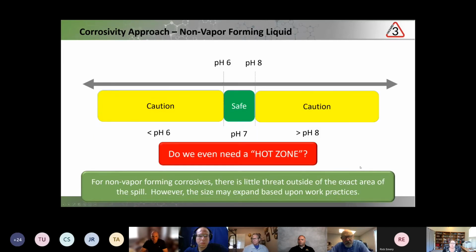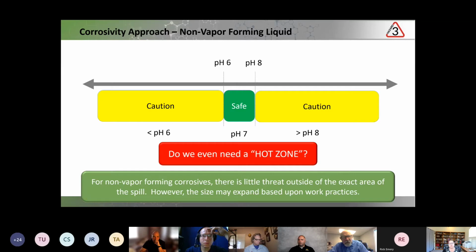But if it's non-vapor forming, do we even need a hot zone? For non-vapor forming corrosives, there's little threat outside of that exact area of the spill, right? Except for when we're using certain work practices. So we may have a work practice that says we're going to neutralize this and we're going to use something like a sodium bicarb. If we're using a carbonate, then we know when we start to neutralize, we're going to have splattering from the production of carbon dioxide underneath that layer of the mixture. So that ends up causing these gas bubbles to come up and send material splattering.